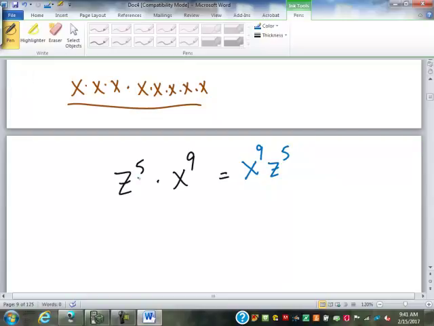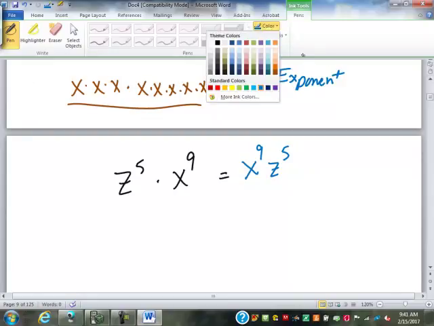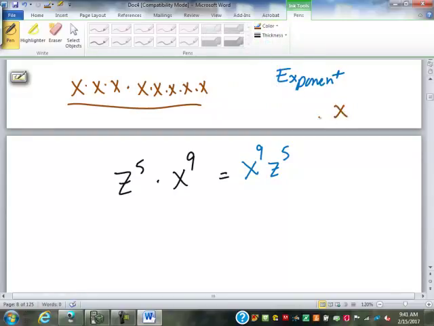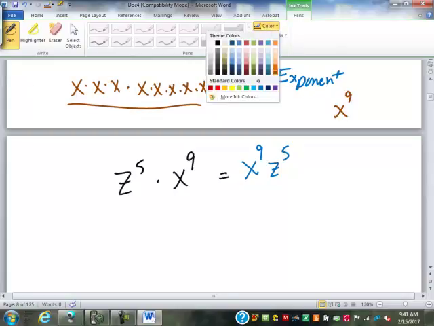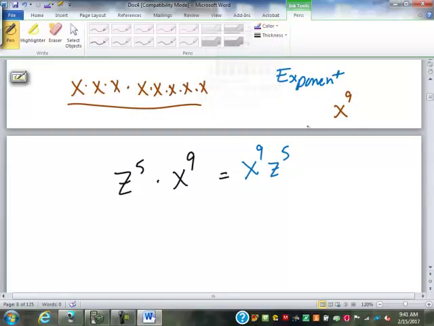When we're looking at these exponents, there's two parts to an exponent. There is the base, and there is the power. So the base is this number here on bottom. The power is what most people think of as the exponent itself. That's the power. In order to combine the powers when we're multiplying or dividing, we must have the same base. Z and x are different bases, so we cannot add those powers.